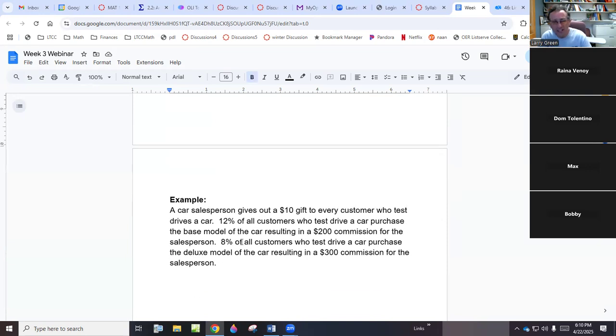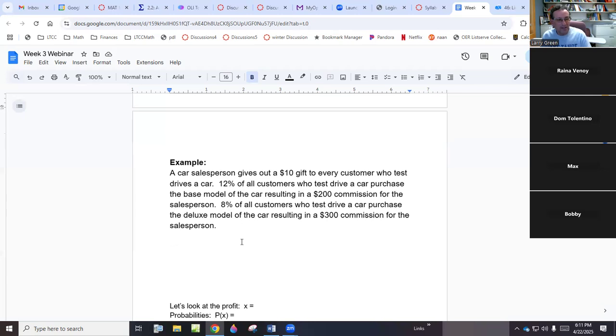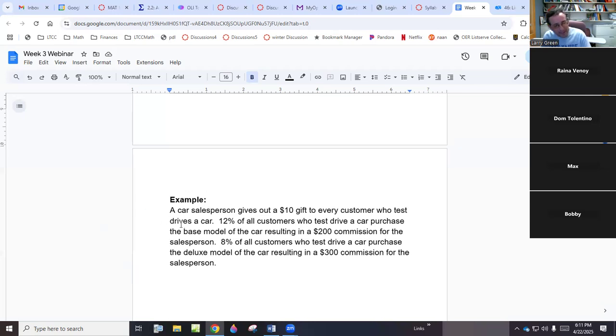Okay, so now let me give you an example of a discrete distribution, and we're actually going to do a whole lot with it. Here's the deal. I try to give real life examples. A car salesperson gives out a $10 gift to every customer who test drives a car. That happens sometimes, right? If you go in and say, yeah, I'll test drive the car, they give you a little gift, hoping you're happy and maybe you're going to buy the car.